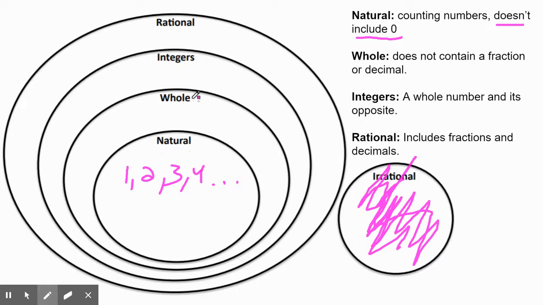Now, the next one we have is a whole number. A whole number does not contain a fraction or a decimal. However, a whole number does include 0.